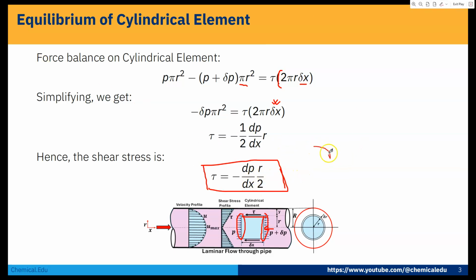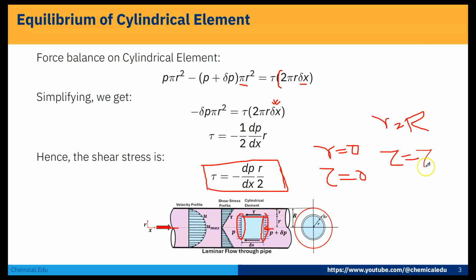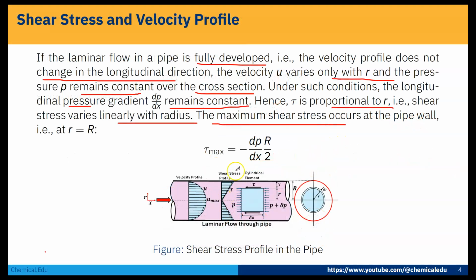Now if we put r equal to 0, that is the center, what will be tau? Tau will be 0. If r is equal to capital R, tau will be tau max. Now if you write y equal to mx plus c, here c is 0, so the line has no intercept and tau varies linearly. At the center it is 0, and at the wall tau is maximum. That is the shear stress distribution profile.